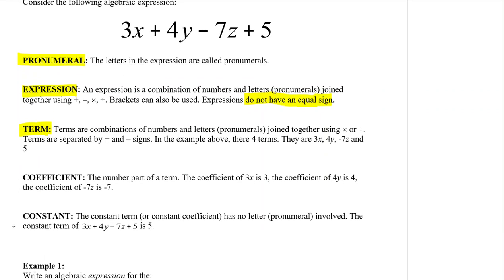Next one, coefficient. A coefficient is the number in front of the pronumeral. So I could say, what's the coefficient of the x? You'd look for the x in your expression, and the coefficient in front of it is a 3. But if I said the coefficient of the z, the number in front of the z is the minus 7. And you always have to be careful with that, because most people forget the minus. If it's negative there, you need to include that as well. So minus 7.